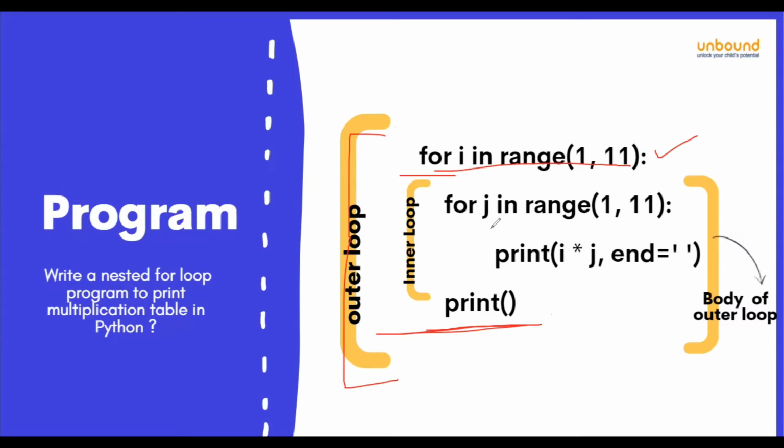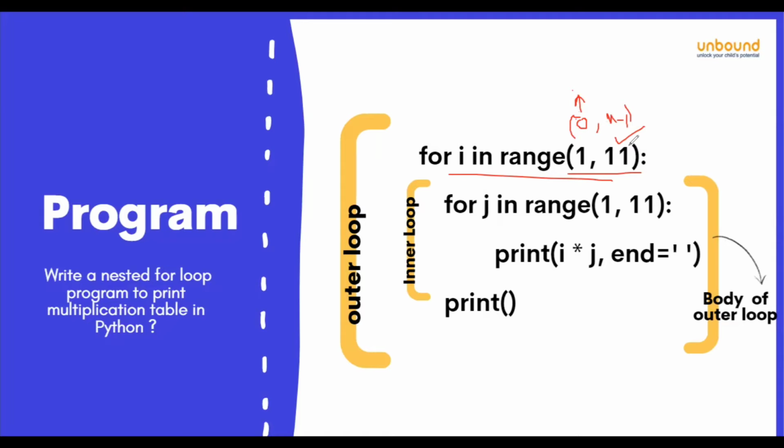Now, as I told you, this can also be a while loop. In this outer loop, I have given a range. The range is from 1 to 11. Remember, the 11 is not counted; it's always n minus 1. Now, this was the outer loop. Let's see the inner loop.